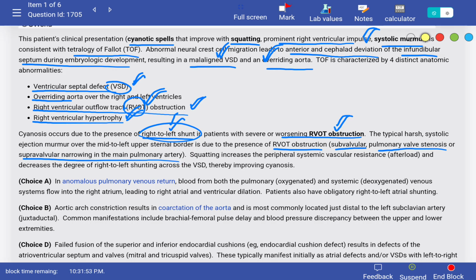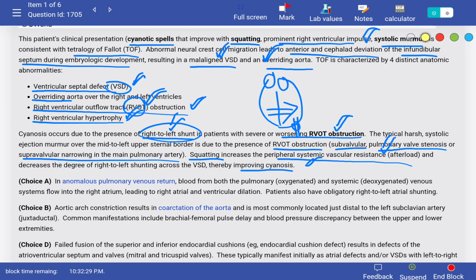Squatting increases, and this is important, peripheral SVR, systemic vascular resistance, that means afterload, right? And it decreases the degree of right to left shunting across the VSD, thereby improving the cyanosis. What they are saying is, let's say this is the heart, and there is right to left shunting. Now if the person is squatting, what would happen? The SVR over here would be increased, right? So what would happen? This shunting would be reversed.